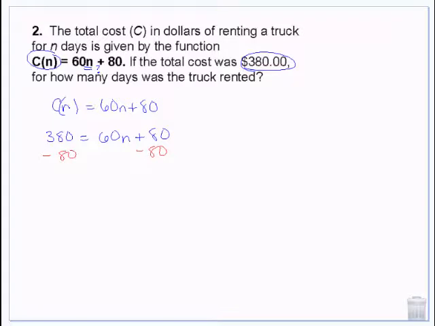So 300 equals 60n. We're going to divide by 60 to find out how much n equals. So 60n equals 300, so we divide by 60. So n would be 5. Okay. Got it?